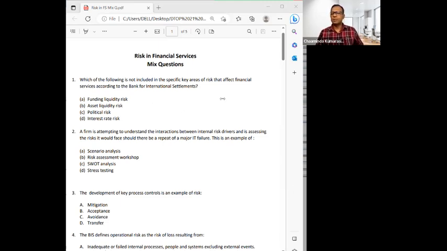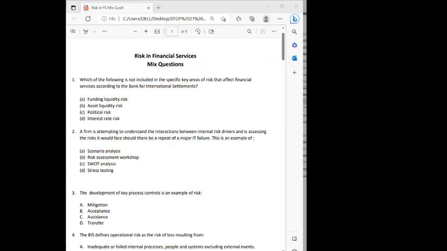Okay, let's start. This particular paper contains questions from all the 10 chapters. It covers the entire areas, random questions. Let's see how we fare with this. First question.